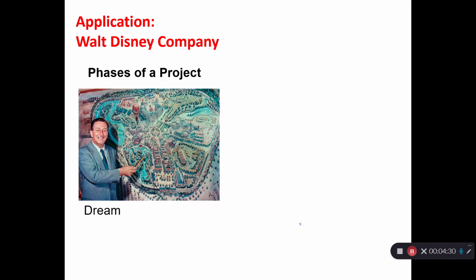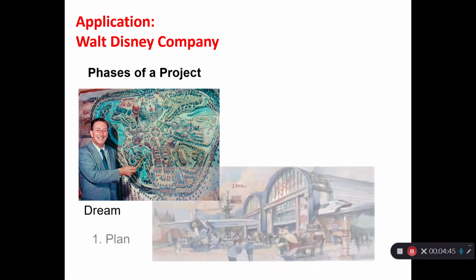And of course, we talk about dreaming a project. This is where some of the ideas and how it comes about. And we know that Disneyland, being the first theme park of the Walt Disney Company in 1955, really came out of a dream by Walt Disney.